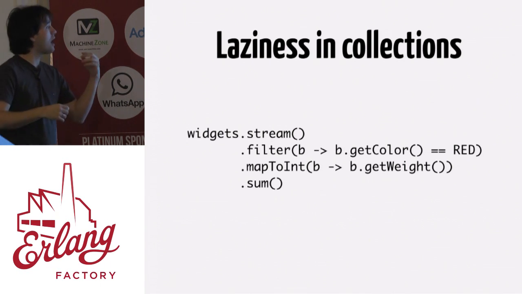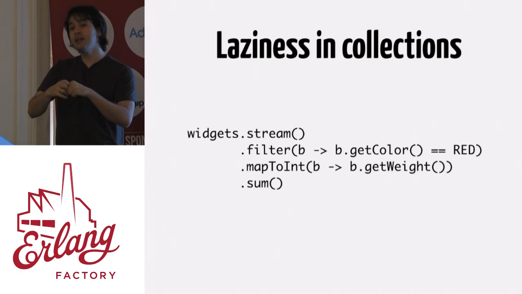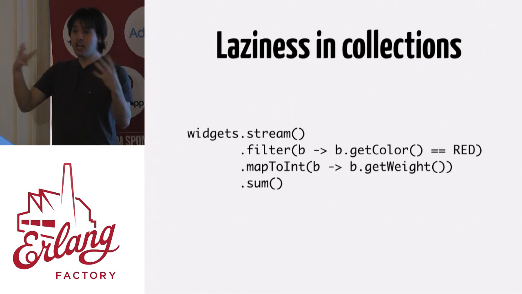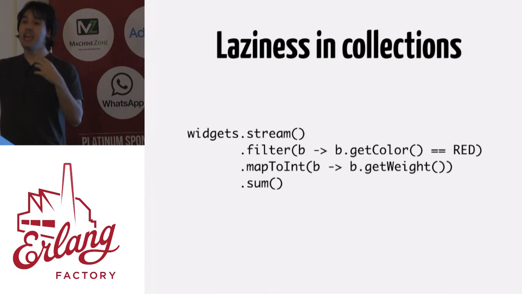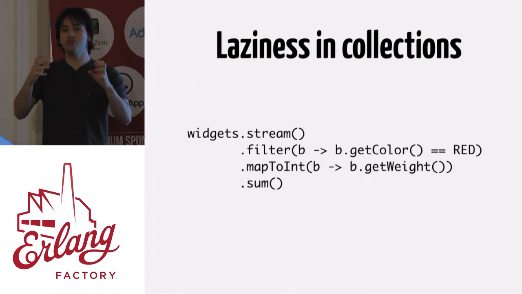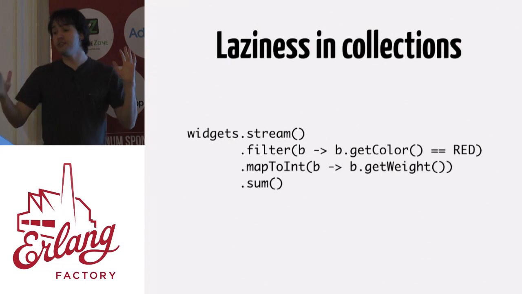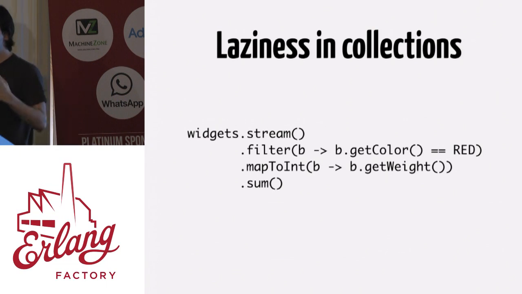And it's very useful if you have, for example, very large lists, or if you have a collection that is expensive to compute. So you don't want to traverse everything if you don't need to. Okay? And that's one of the things that we don't have either.